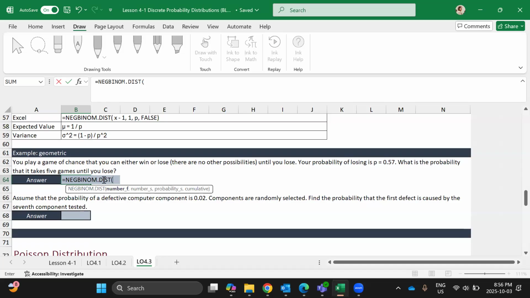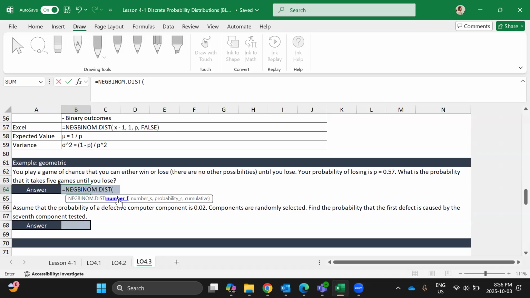So for neg binom.dist, first you enter how many failures you have, actually, is how I should word that. So basically, if the question's asking, what is the probability it takes 5 games until you lose, then you'd play 4 and you'd lose on the 5th. You always enter 1 as the second argument. And the number that's given in the question, like 5 games until you lose, then minus 1 for how many non-successes you have.